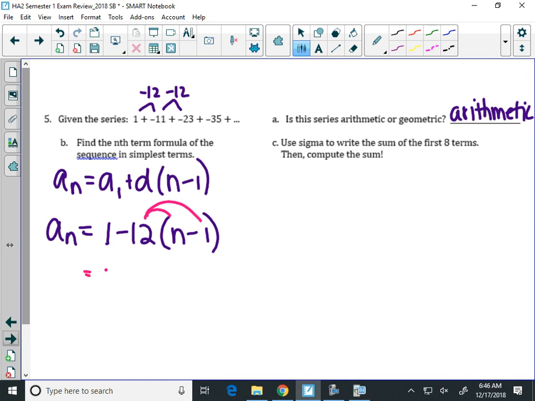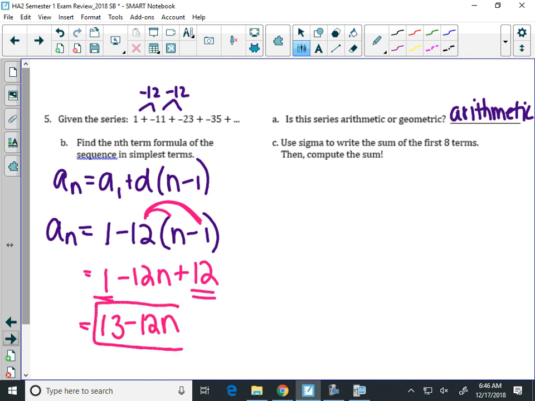So you distribute a negative and you would get 1 minus 12n. A negative times a negative is a positive 12. So when I combine these like terms, I get 13 minus 12n. That is the formula for the nth term here.